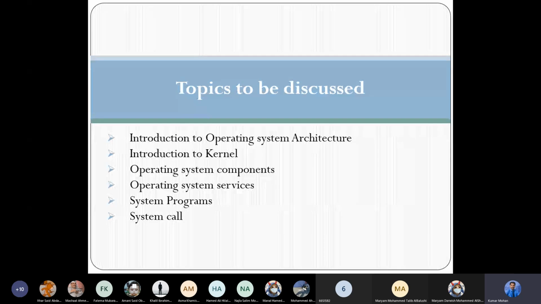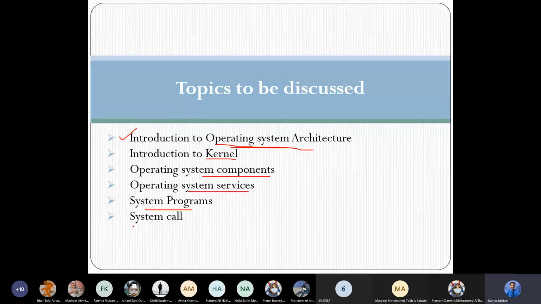So here we are going to discuss the introduction to operating system architecture, and we are going to discuss the kernel. We are going to discuss the components and the system services, what is meant by program call and what is meant by system call. All these are related with the architecture of the operating system. What is kernel, what is component, what is services, what is meant by system program, what is meant by system call. Everything is related with the architecture.